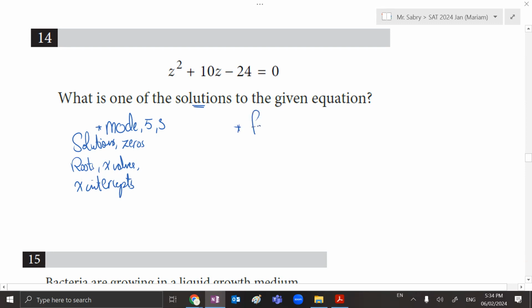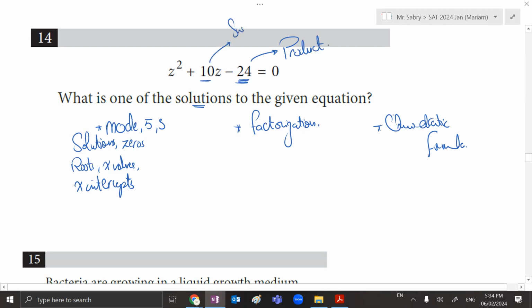The second method is what we call factorization, and it's kind of mental. The third method is what we call the quadratic formula. When it comes to factorization, we think of two numbers that would get this product, which is what we call the product of the solutions. And this number here is what we call the sum of the solutions. So we're looking for two numbers that will give a product of 24, and added or subtracted would be 10. What would those two numbers be?